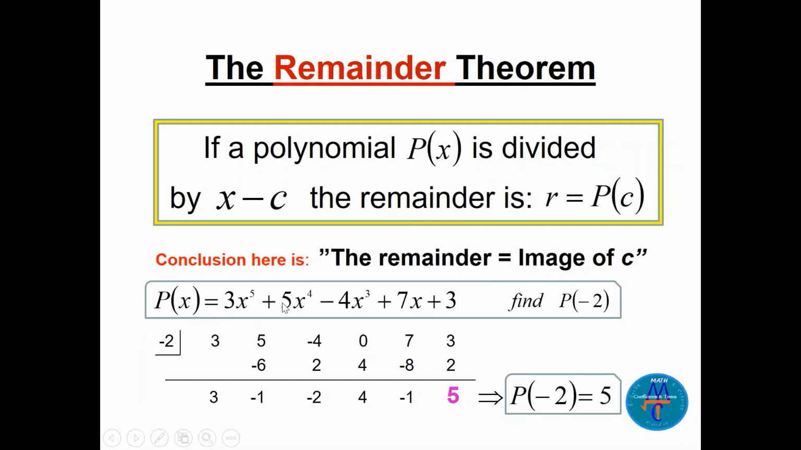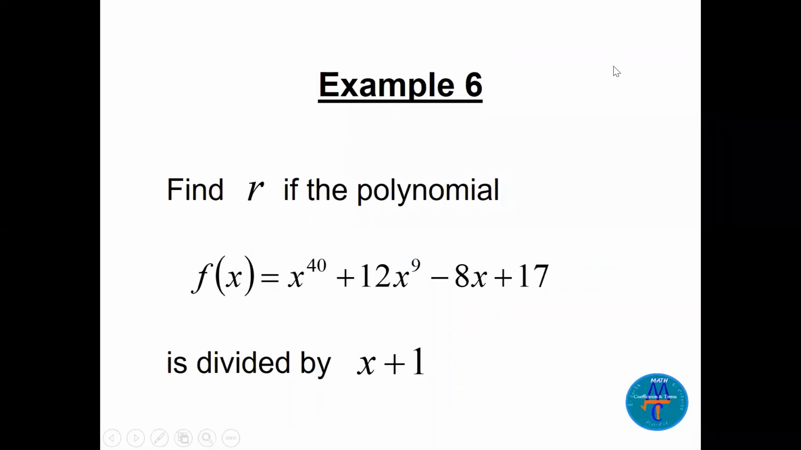3x power 5 plus 5x power 4, etc. Find P of minus 2. I know you can replace minus 2 in the function here, but sometimes the numbers are difficult. So what can you do instead? Just use normal synthetic division, and then take the remainder only, which is equal to the image.